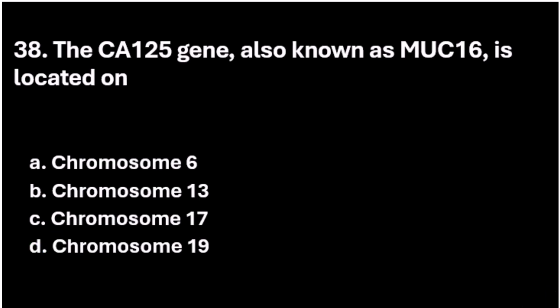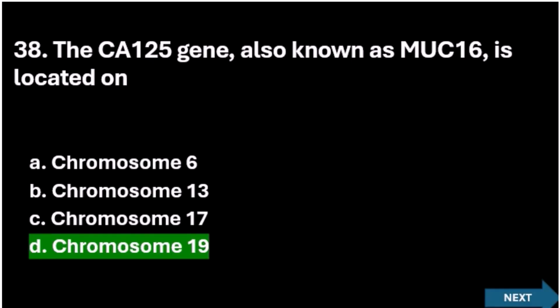The CA125 gene, also known as MUC16, is located on: option A, chromosome 6; option B, chromosome 13; option C, chromosome 17; and option D, chromosome 19. CA125, also known as MUC16, is located on chromosome 19.